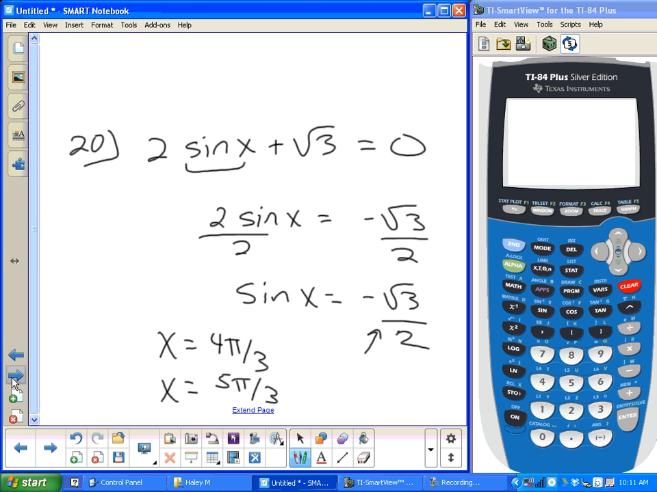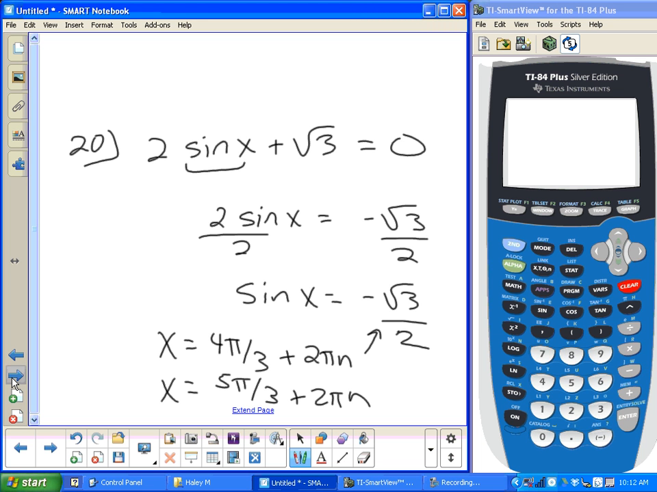Now, there again, that would be solutions that fall between 0 and 2 pi. But the directions didn't say that. It said find them all. So it would be those two plus the multiples of 2 pi. So 2 pi n.